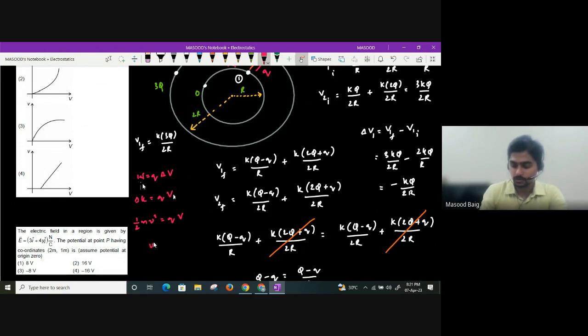Now, as you can see, v square will be directly proportional to V, guys. So where is v written on the y-axis? So is y square directly proportional to x or not? Yes or no?